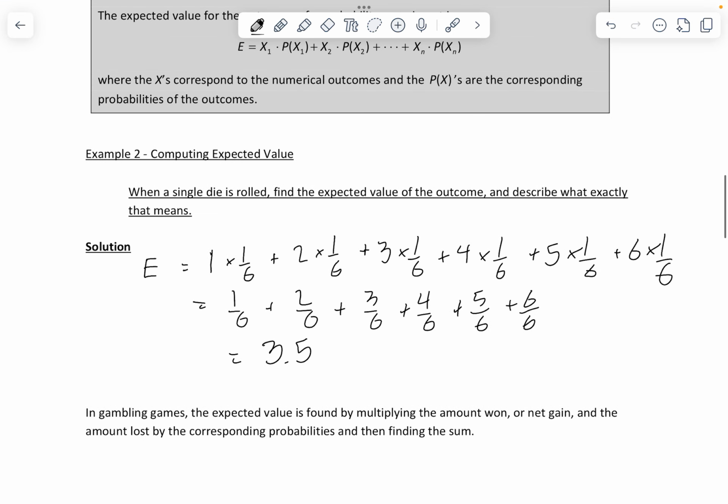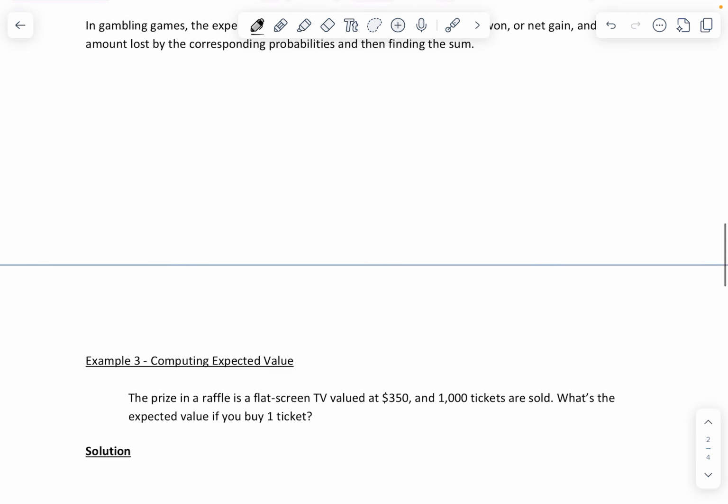In gambling games, the expected value is found by multiplying the amount won, or net gain, and the amount lost by the corresponding probabilities, and then finding the sum. Let's explore a couple of examples using this idea.